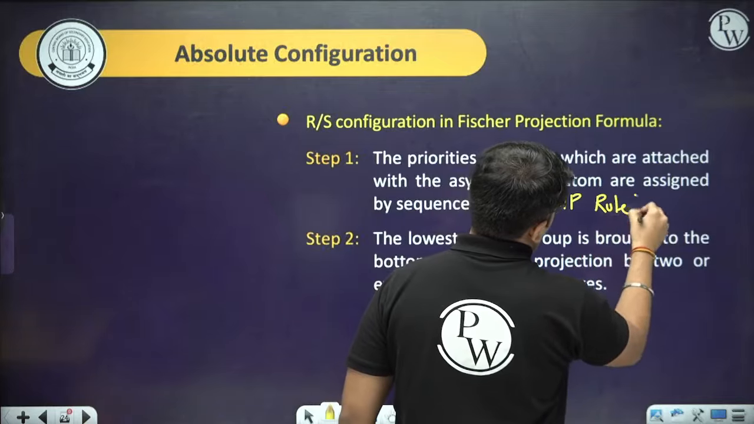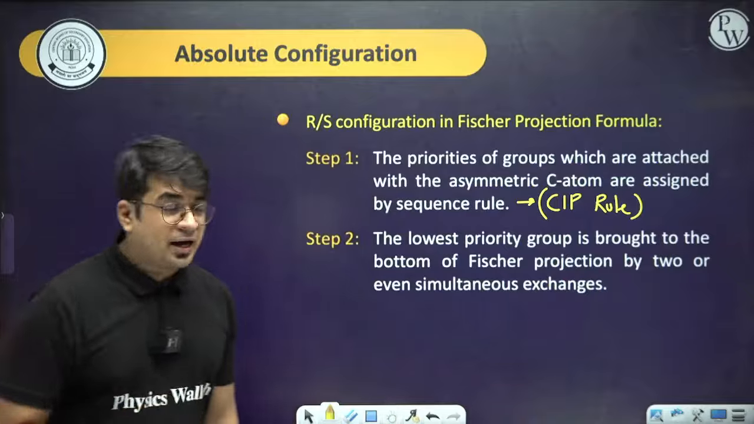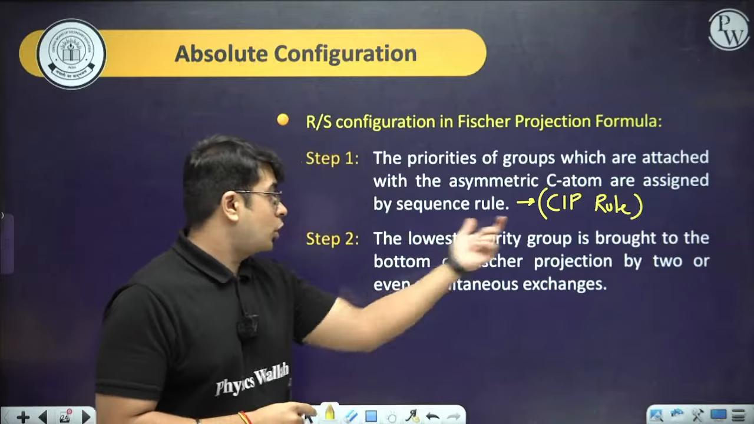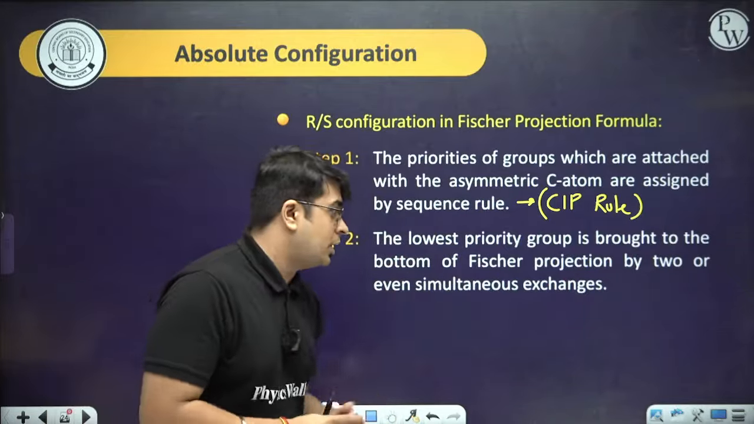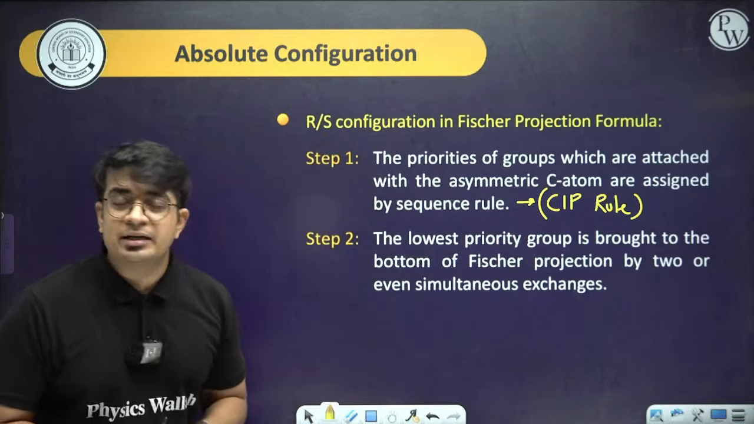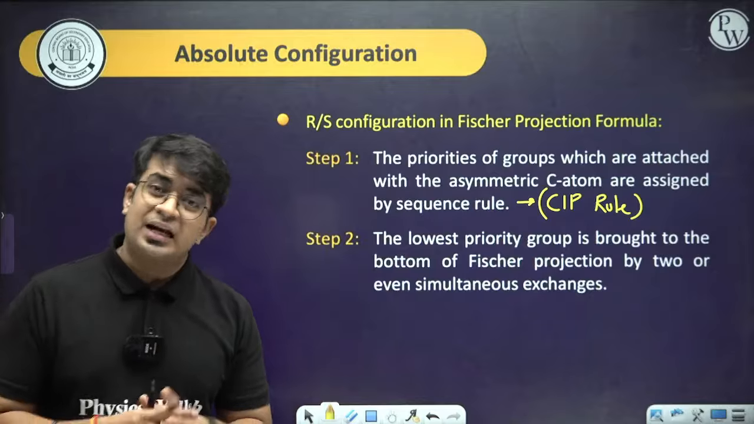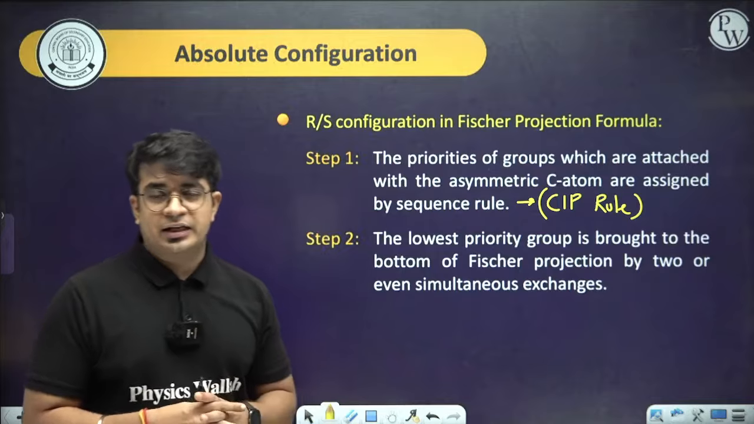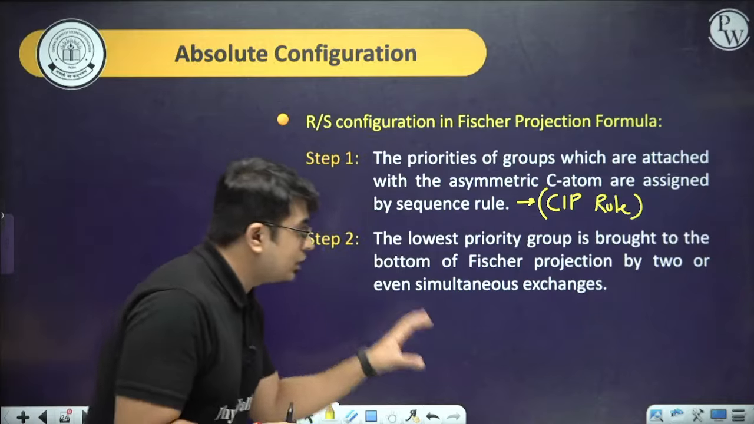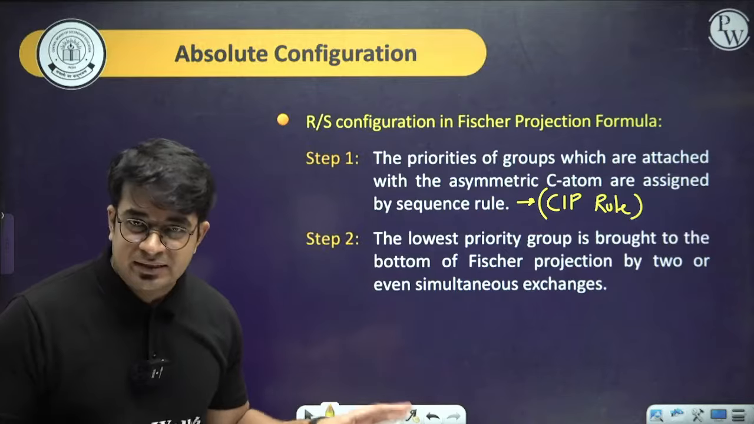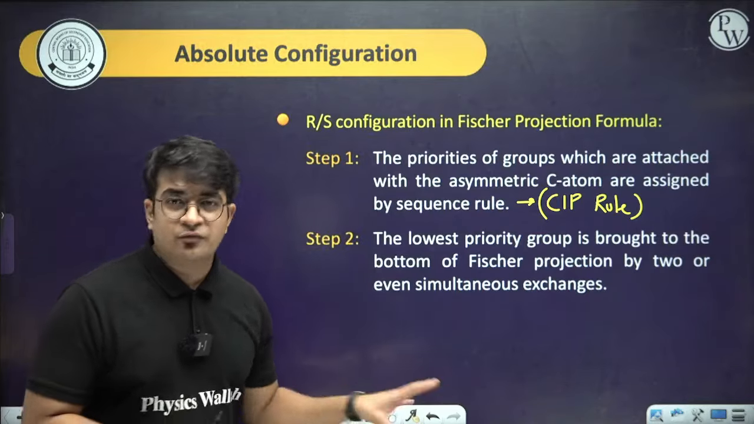Again, you can use CIP rule. Next part, the lowest priority group is brought to the bottom of the Fischer projection by 2 or even simultaneous exchanges. So simultaneous 2 or even number of exchanges are allowed. You need to make sure that the least priority group is present on the bottom position, or it is present in the vertical part, bottom vertical part.